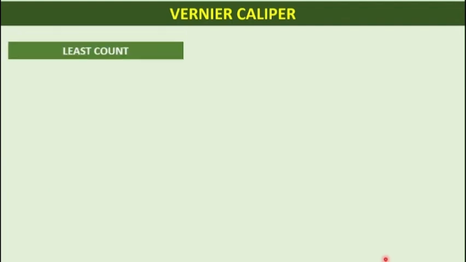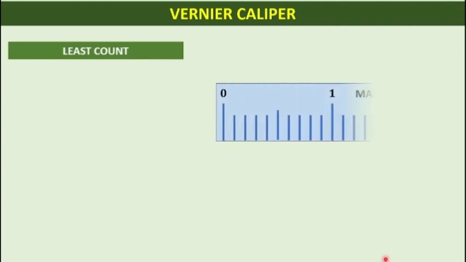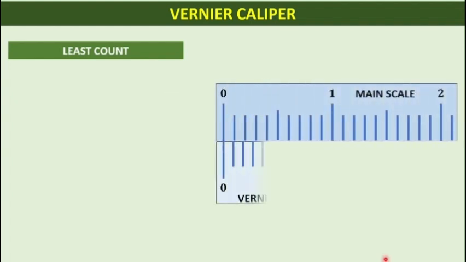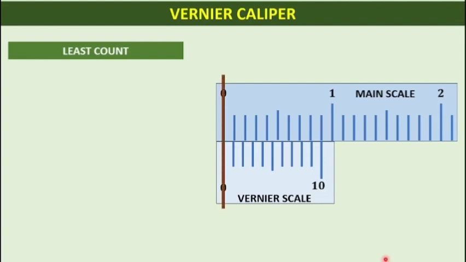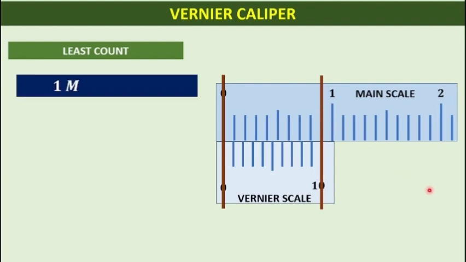Least count. Here you have the main scale. This is the vernier scale. The 0 of the vernier coincides with the 0 of the main scale. Then the 10th division of the vernier scale coincides with 9 mm of the main scale. 1 MSD, 1 main scale division, equals 1 mm.